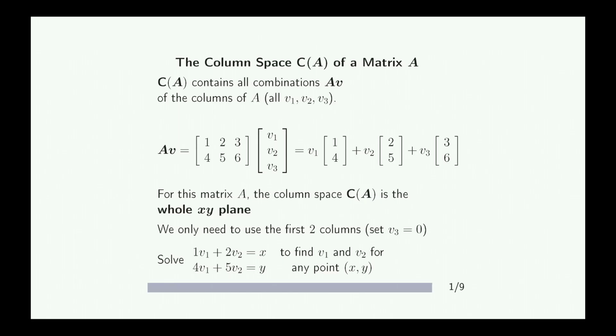So the first two already fill the whole xy plane, and so that's the column space for this matrix: the whole plane. So that's kind of an extreme case. We got the whole xy plane. And as it says at the bottom, the first two columns are already in different directions. Their combinations would produce the whole plane just with the first two, and the third is a little extra. Okay, good for the column space.